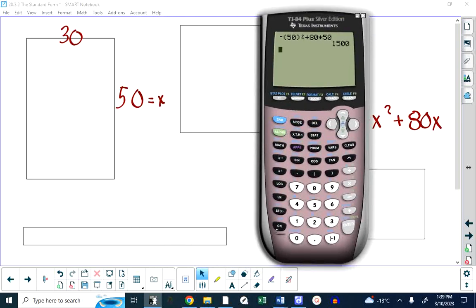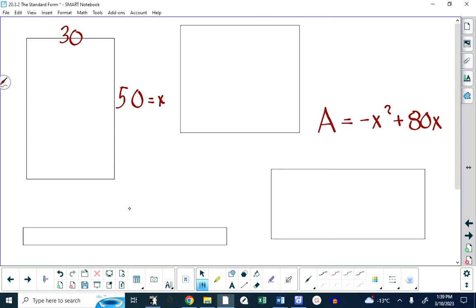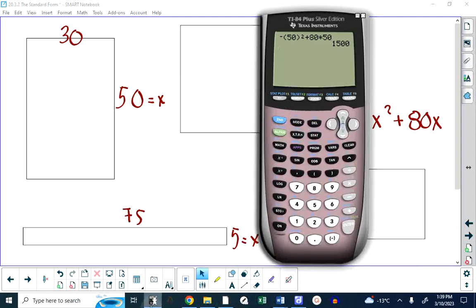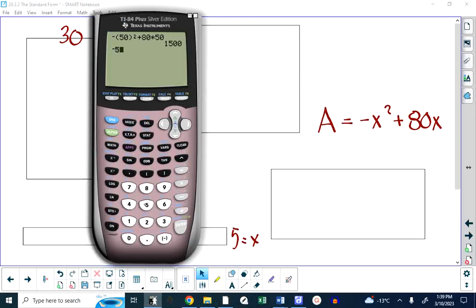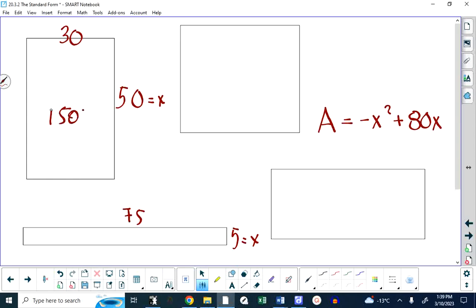Would you agree that this looks reasonable? Would you agree if those are the dimensions that it adds up to 160 all the way around? Okay, what would it be then? Well, this would be x, so put x there. And you're going to get negative 5 squared. This is going to square 5 and keep the negative in front, which is what we want, plus 80 times 5. It's only 375 square meters. This one was 1,500. This is only 375 square meters.